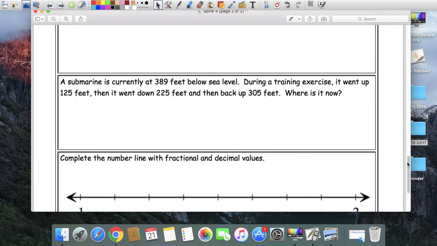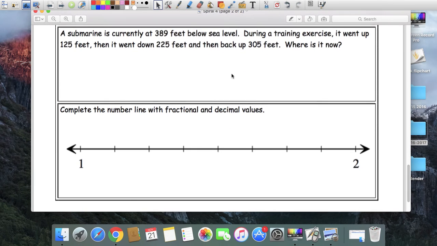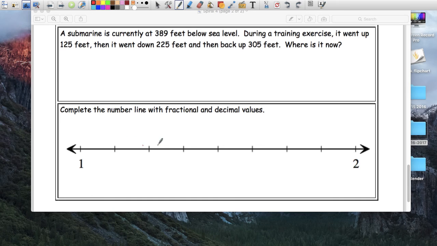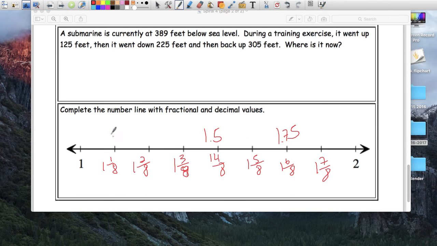Submarine. Okay, so let me do this one first, then I'll do the submarine. 1, 2, 3, 4, 5, 6, 7, 8. So there's 8 parts. This is 1 and 1/8, 1 and 2/8, 1 and 3/8, 1 and 4/8, which is 1.5, 1 and 5/8, 1 and 6/8, 1 and 7/8. This is 1.75, and I know that this is 1.25.